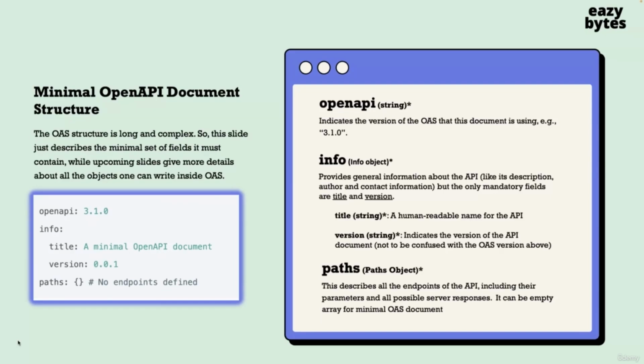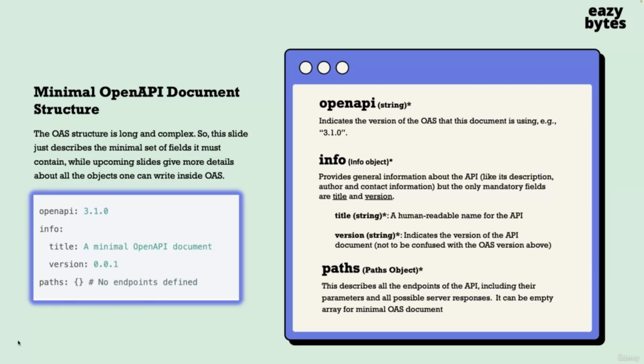Though there are many other elements that you can write inside info, on a high level, if you want to get started with the minimum structure, at least you have to define the title and version inside the info object. And lastly, the other mandatory element, just like OpenAPI and info, is the paths element. Under paths, we can define the array of paths supported by your APIs. But for a minimal structure, you can keep these paths as an empty array, which indicates that as of now you don't have any API paths supported by your backend code. So that's a minimal structure.